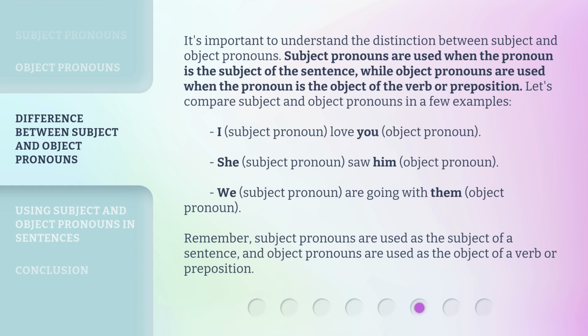I, subject pronoun. Love you, object pronoun. She, subject pronoun. Saw him, object pronoun. We, subject pronoun, are going with them, object pronoun. Remember, subject pronouns are used as the subject of a sentence, and object pronouns are used as the object of a verb or preposition.